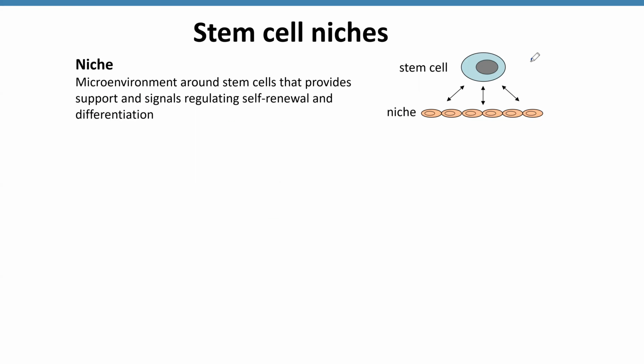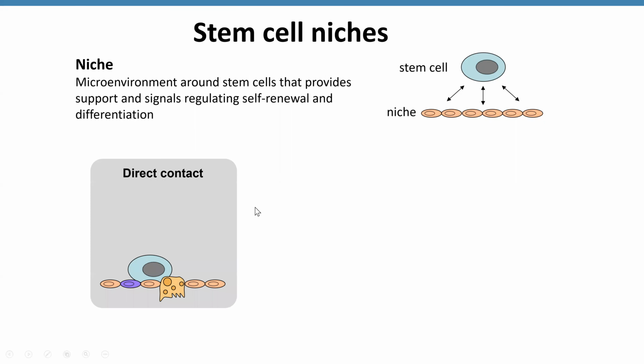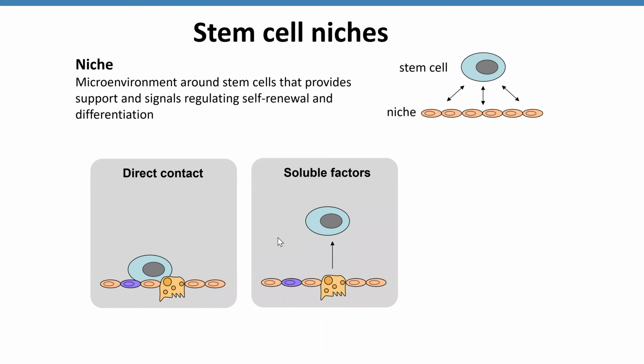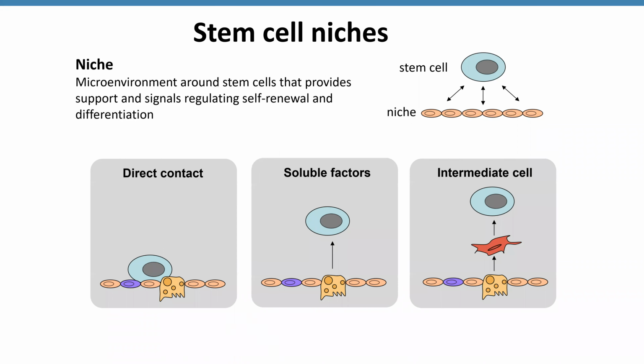So here's the stem cells, and here's another cells within the organs that we call niche. Right, so now let's see how stem cells niche can affect stem cells by direct contact, by soluble factors. They secrete factors that will activate stem cells and give it instruction what type of cell it needs to differentiate into, or through the intermediate cell, right?